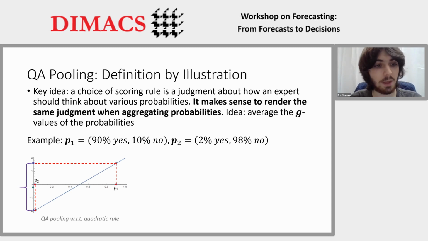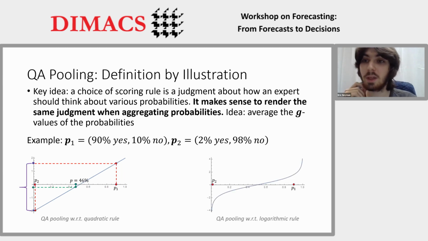Then you draw a horizontal line to see where it intersects this curve G. And then you draw a vertical line to map that back to probability space. And so in this case, where you end up is 46%. And so that is the QA pool of these two forecasts with respect to the quadratic scoring rule.